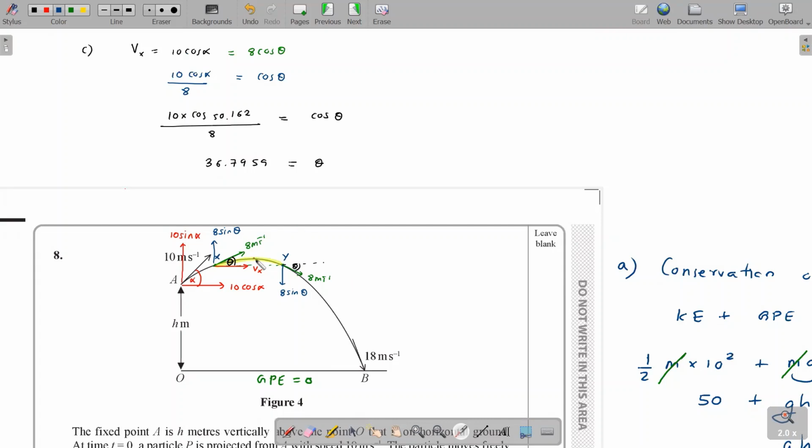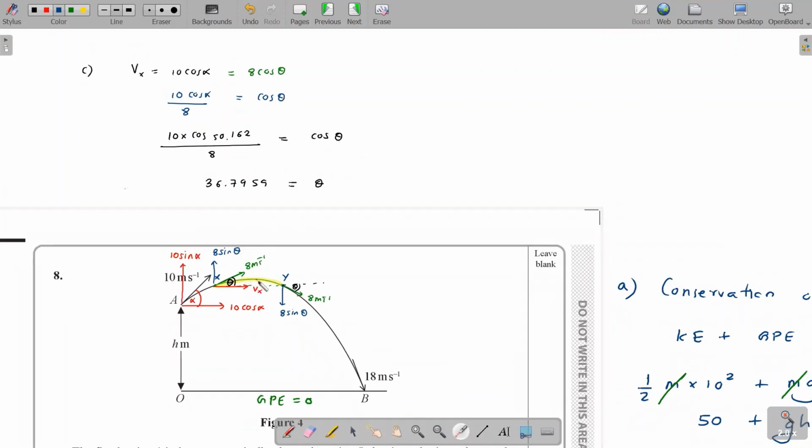Or else, some of you might think, okay, this is symmetric. Why not use V equal U plus AT from X to the highest point? At the highest point, the vertical component is 0. So you could use V equal U plus AT from X to the highest point, get this time gap and multiply that time gap by 2. We could do that also, and we can get the time.